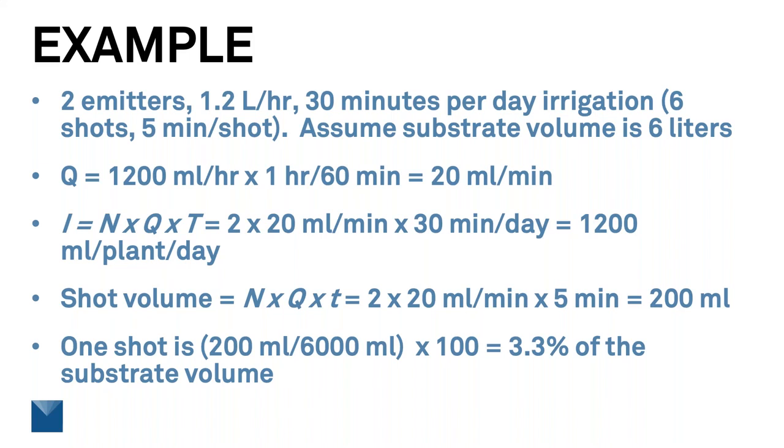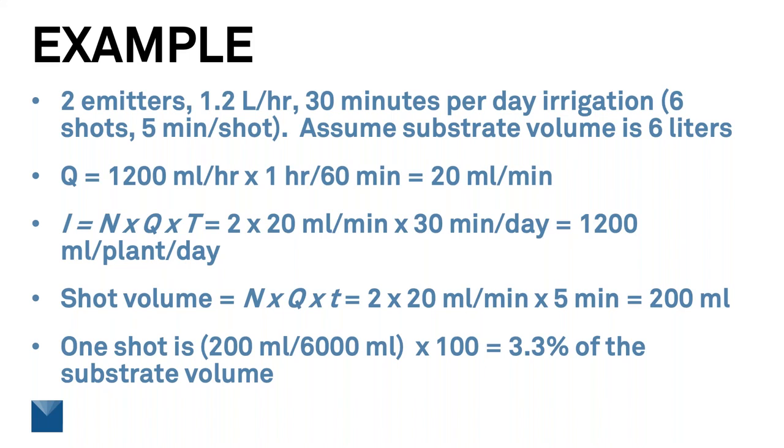Our emitter rate is per hour, and so we need to convert that to per minute. So we divide the 1,200 by 60 to get 20 milliliters per minute. And then we use our formula, 2 emitters times 20 milliliters per minute times 30 minutes per day gives 1,200 milliliters per day or 1.2 liters per day. And that's our irrigation rate, the I term in our equation.